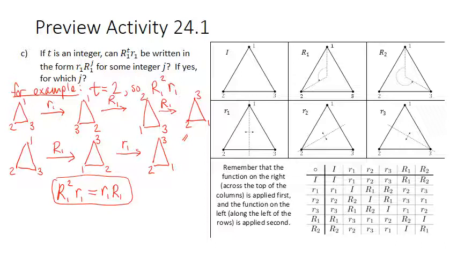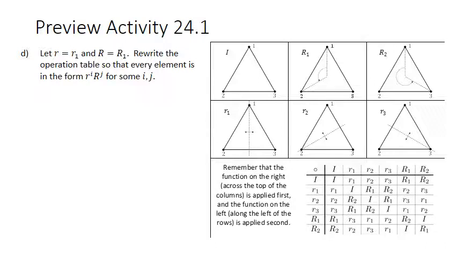That's just one example, but I think you can work it out for other examples and you might find some pattern, which we're going to learn about a little later. Okay, so let's go ahead and do the last part of the activity here. We're going to define little r as little r1 and big R as big R1, and they want us to rewrite the operation table so that every element is in the form little r to the i, big R to the j for some i, j.